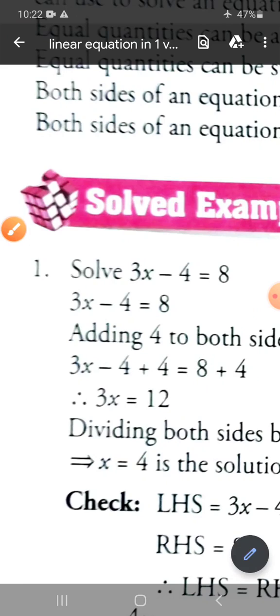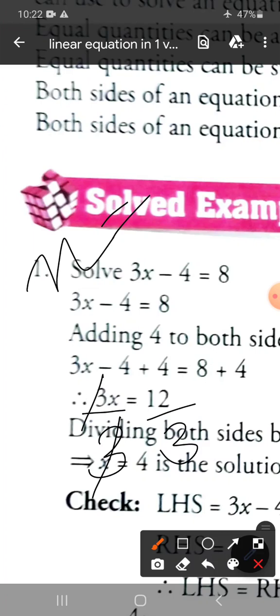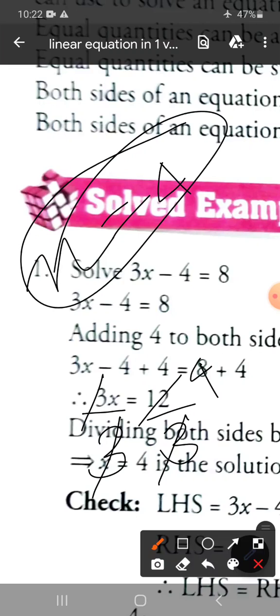But now if we want to eliminate this 3 from the LHS side, what we will do is we will divide both sides by 3. Dividing 3 on both sides, we will get x on the LHS side, which will be equal to 3 times 4 is 12, so that will be equals to 4. This is the first way of solving any linear equation.